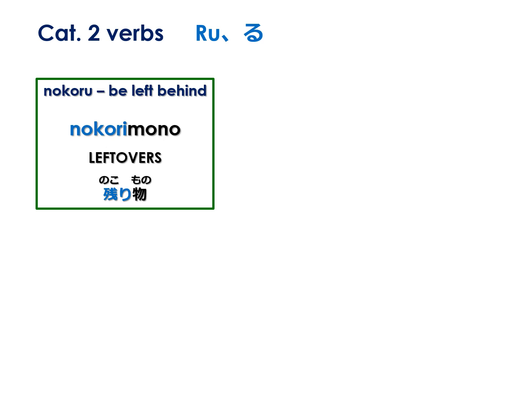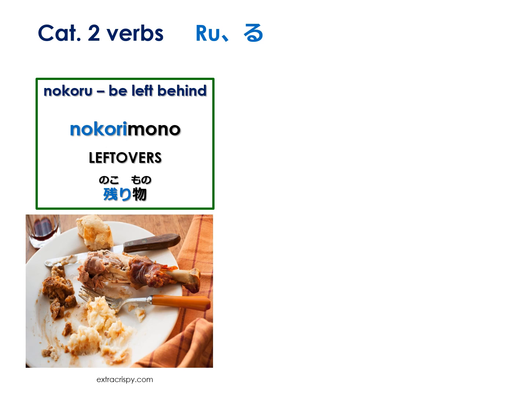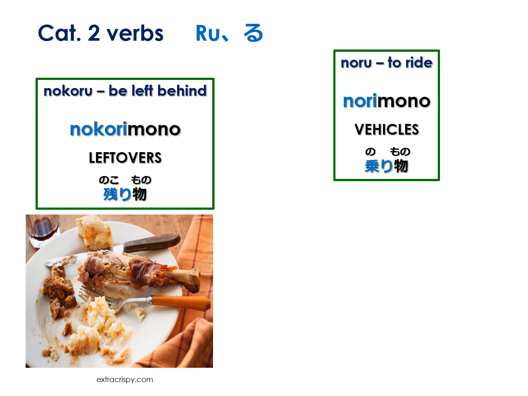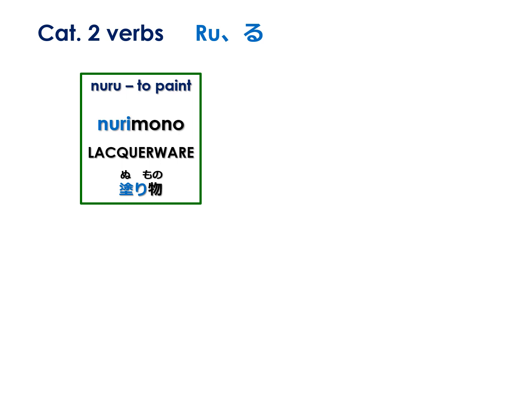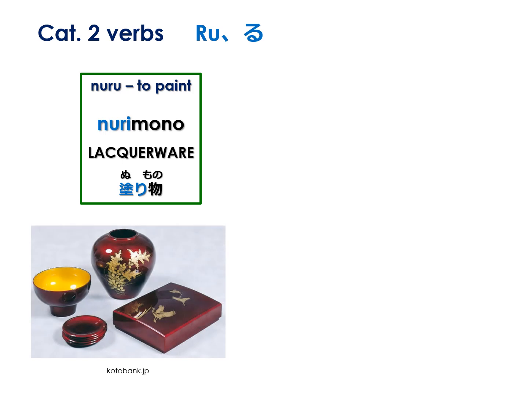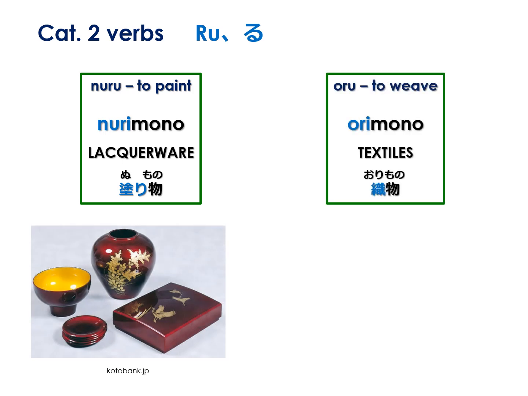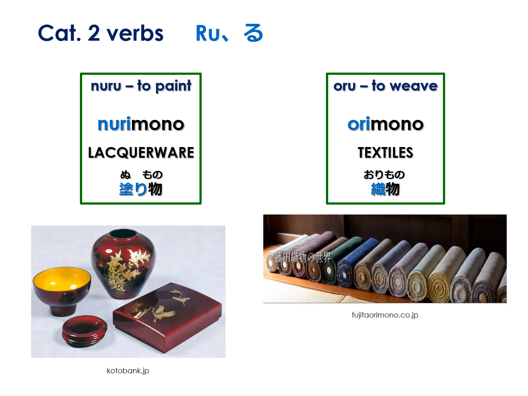Nokoru means to be left behind, and nokorimono means leftovers, usually leftover food that, for example, you see here. Noru means to ride, and norimono means vehicles such as cars, trucks, bicycles, motorbikes, planes, ships, trains, and so on. Noru means to paint, and nurimono means lacquerware, which is highly prized in Japan. Oru means to weave, and orimono means textiles.